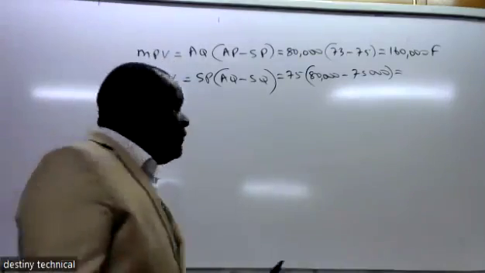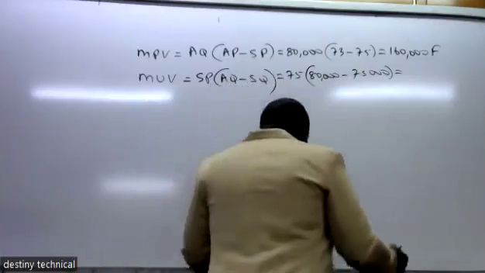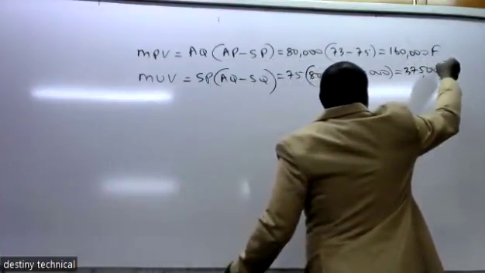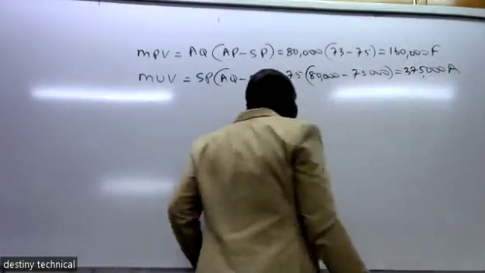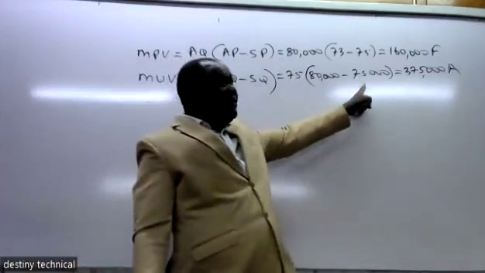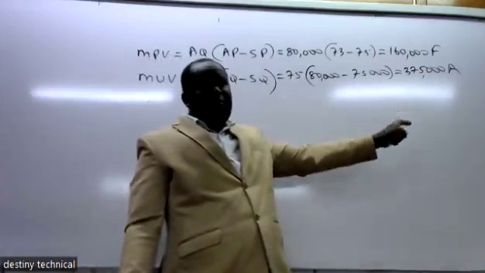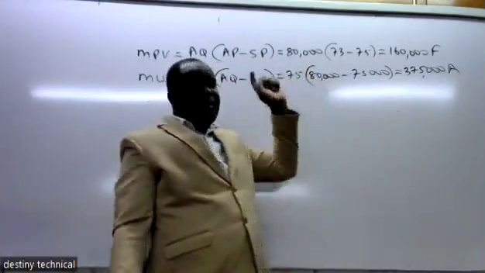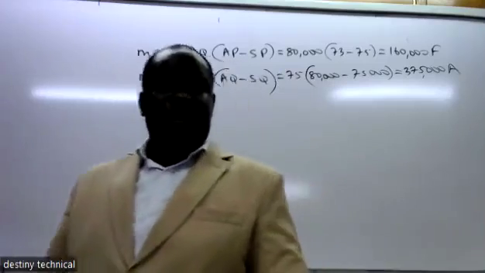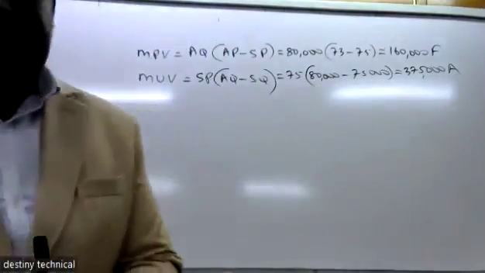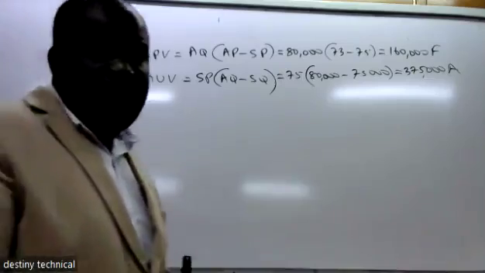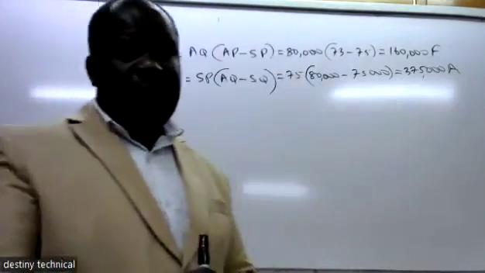It will be 375,000 adverse. Adverse means that in your budget, you wanted to buy 75,000 units, but you ended up buying 80,000. So you bought more than your budget, and that variance is meant to be adverse.